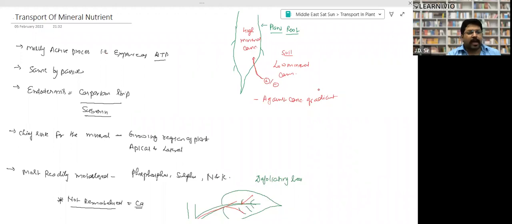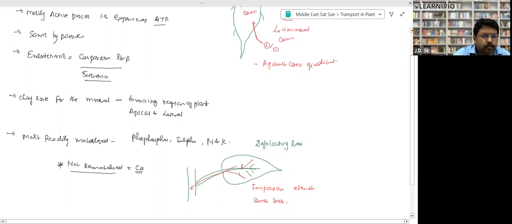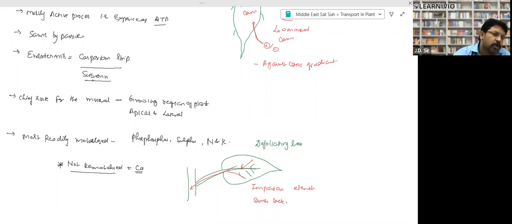So this is mostly an active process, and the transport of mineral nutrients takes place by the active process at the expense of ATP. Some of them move by the passive process, which means some minerals also move passively. Endodermis has a Casparian strip, which is made up of suberin, right? The name of that material is suberin.